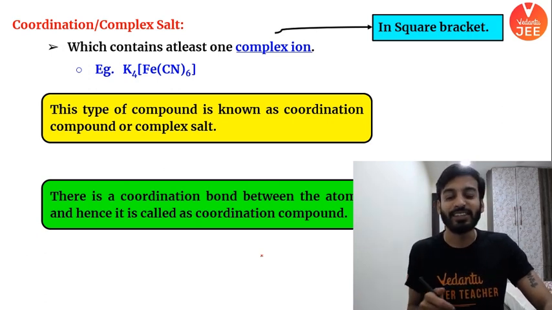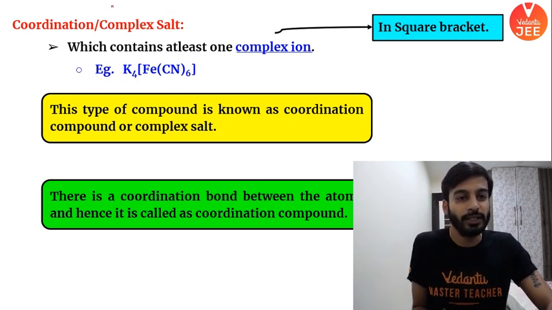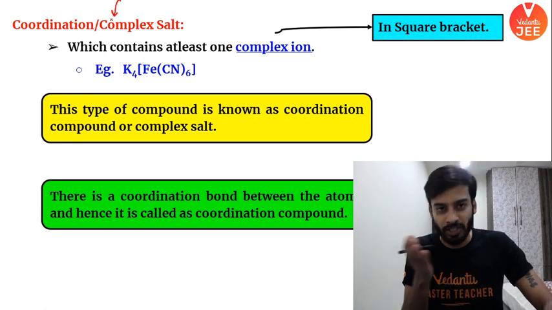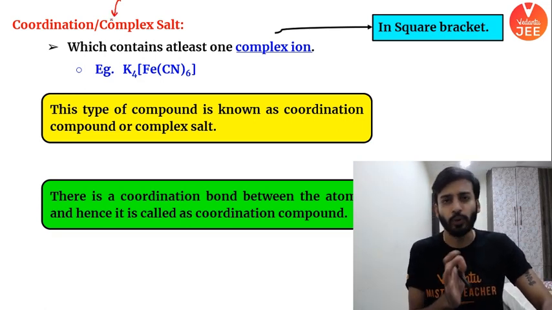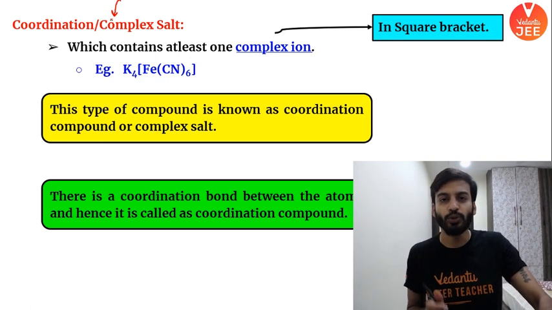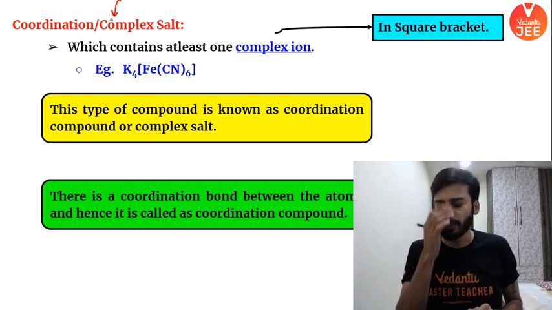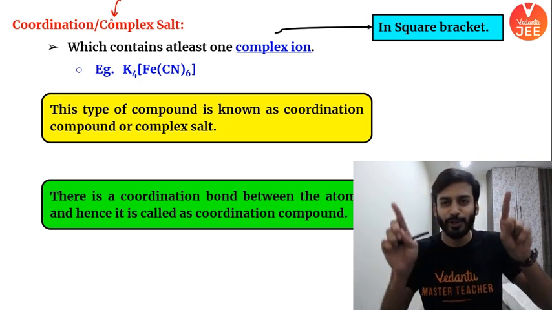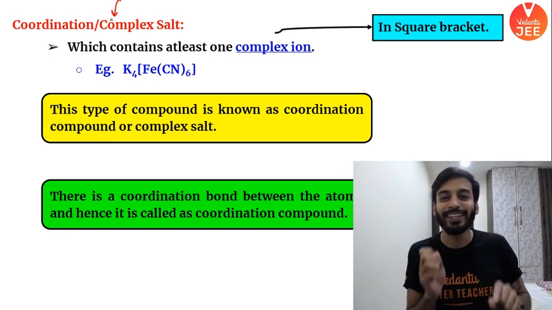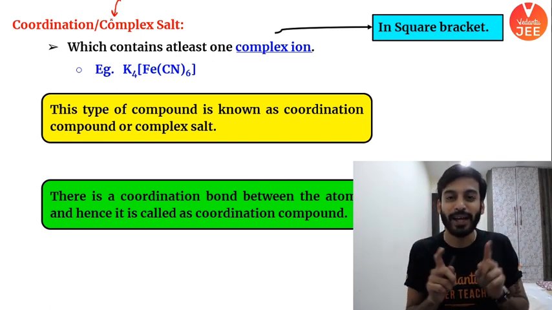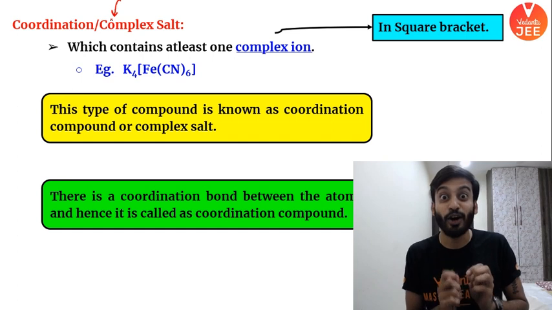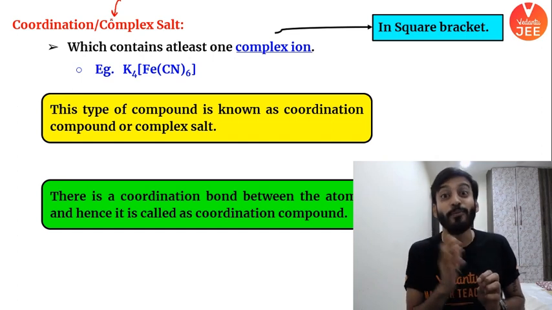Now the main thing which we were waiting for. Coordination salt or complex salt. Both the names are correct. How do I get to know these salts are given to us? Very simple trick. You will see a square bracket in your compound, right? The square bracket itself is an indicator that it is a coordination salt or complex salt.